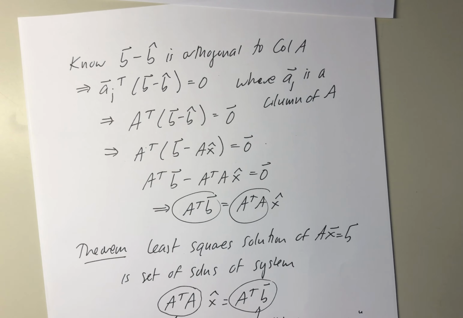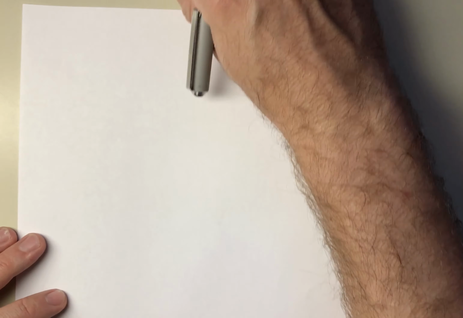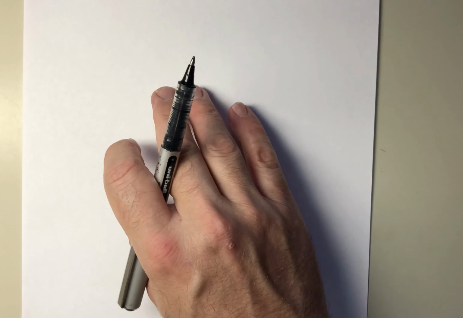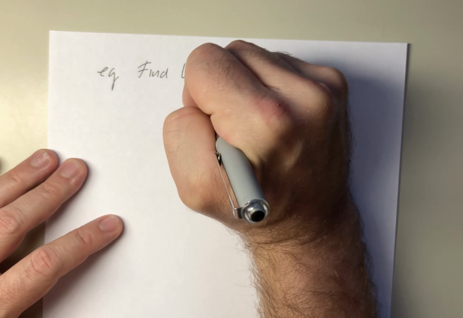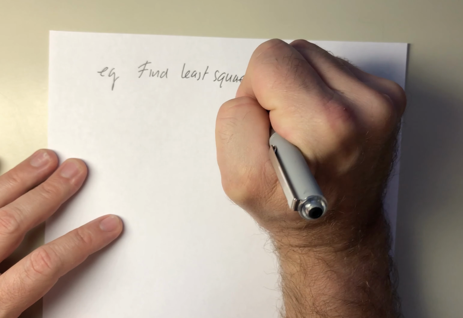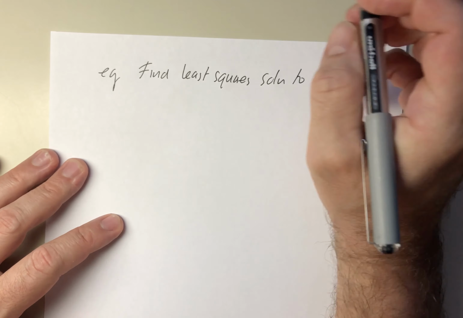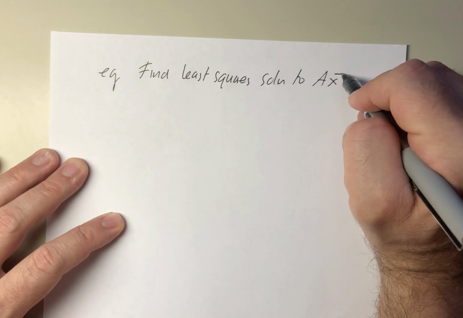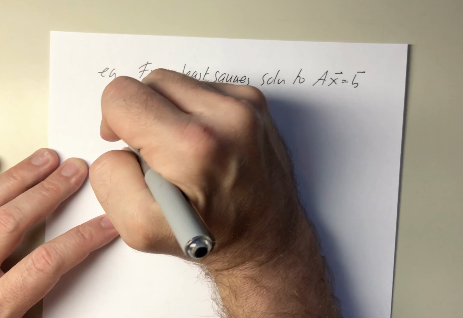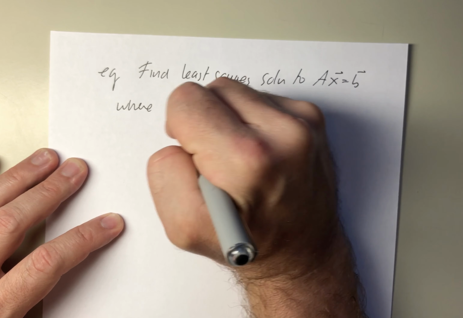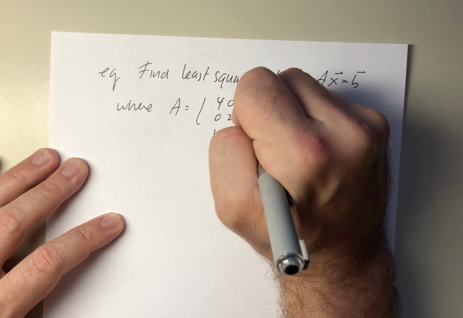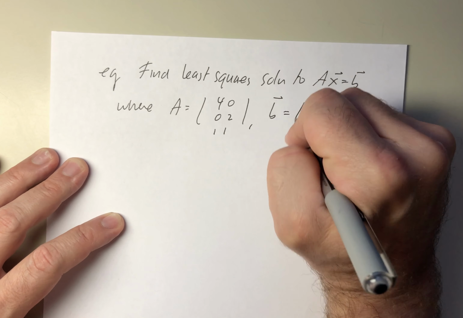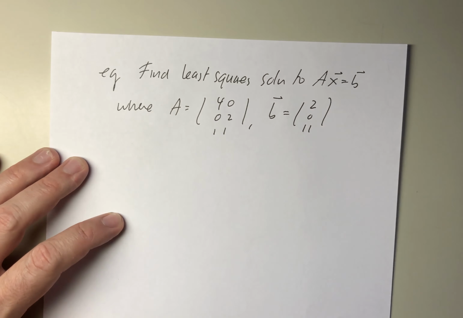Okay, so let me just do this with an example. Let me finish off with an example here. Let's see, assuming I have one. Okay, so for instance, let's find the least squares solution to the system Ax equals b, where, let's say, A is [4 0; 0 2; 1 1], and b is the vector (2, 0, 11), okay?